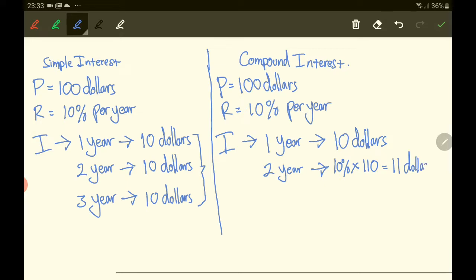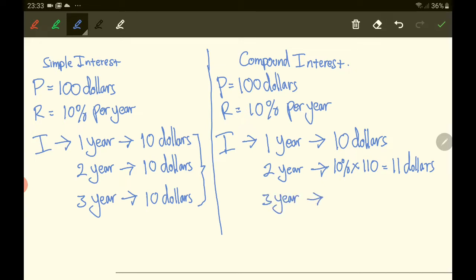This is the difference between compound interest and simple interest. Simple interest just stays at $10, but with compound interest, the principal changes every year. You add the interest that you got in the previous year to the principal. And how about the third year?